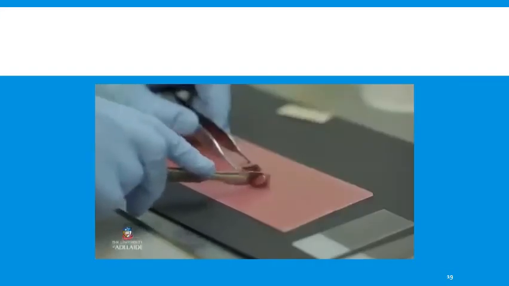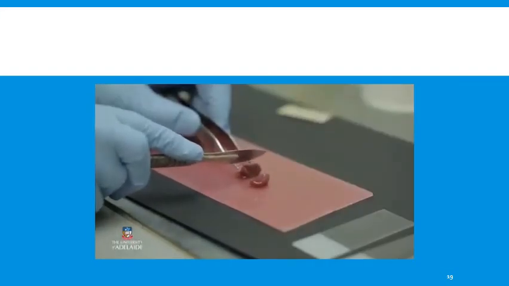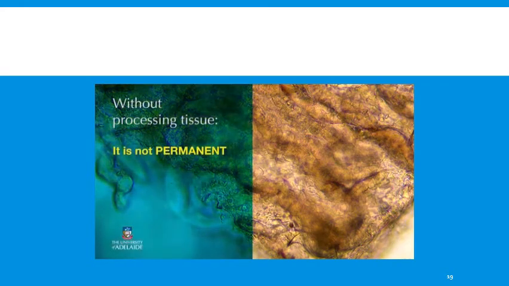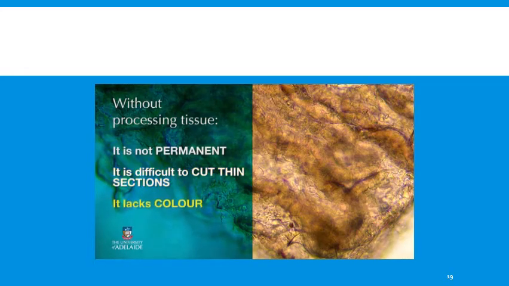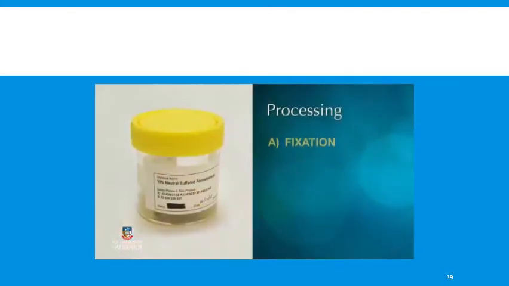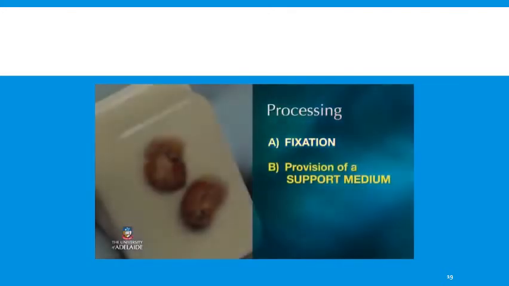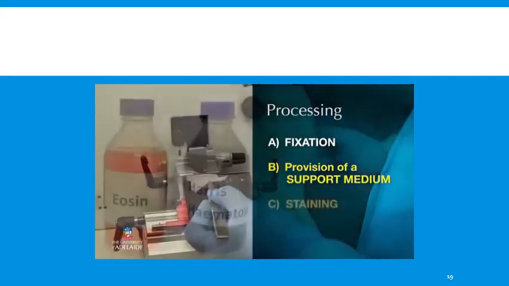If you try to cut a piece of fresh tissue and look at it with the microscope, all that can be seen is a structureless blob. There are several obvious problems. It is not permanent, so the tissue decays. It is difficult to cut sections thin enough to allow light to pass through, and it lacks colour. These difficulties are overcome by fixation or preservation, provision of a support medium for the tissue, and staining.